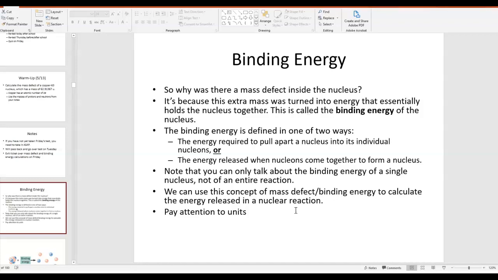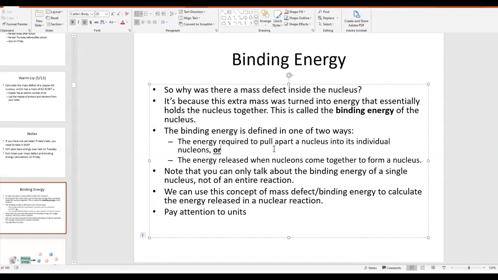Please take good notes on this slide. Definitions are important. This particular definition shows up all the time on IB exams, where they ask you to write the definition of binding energy word for word. There are 2 ways to define binding energy. Either you can say the energy required to pull apart a nucleus into its individual nucleons, or the energy released when nucleons come together to form a nucleus. If you're asked to define binding energy, please do not say it's the energy holding the nucleus together. That's not what the definition says. It is the energy required to pull apart a nucleus into its individual nucleons.